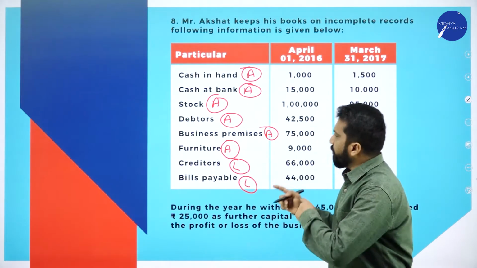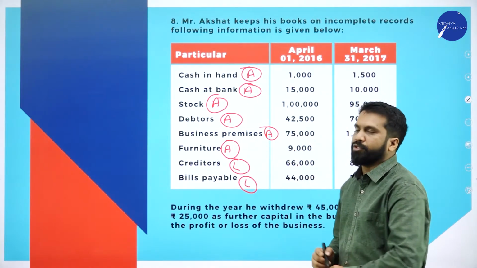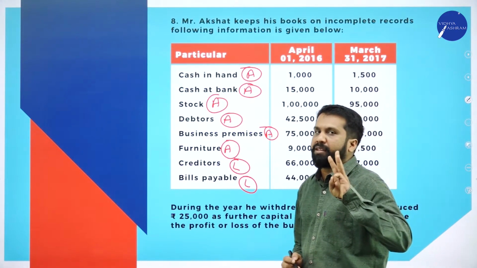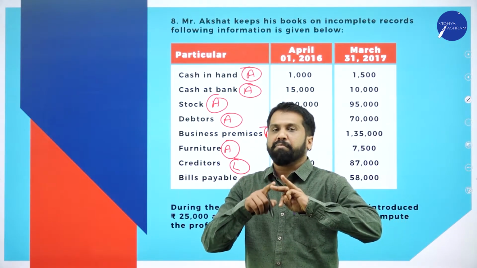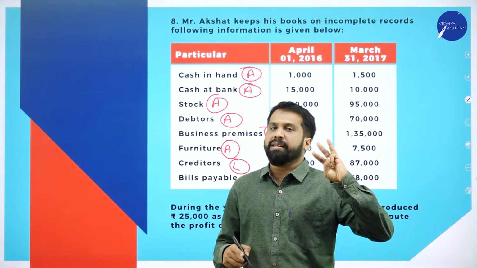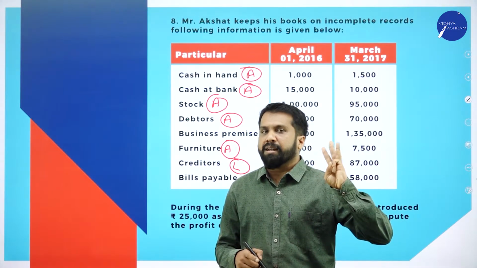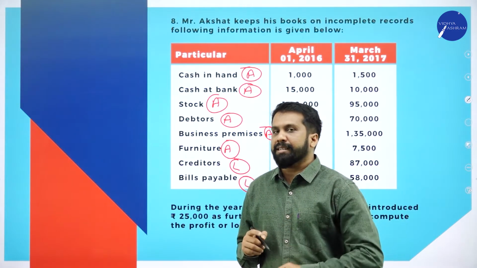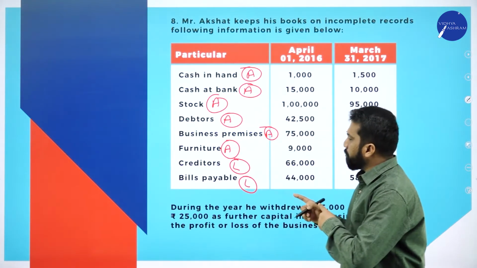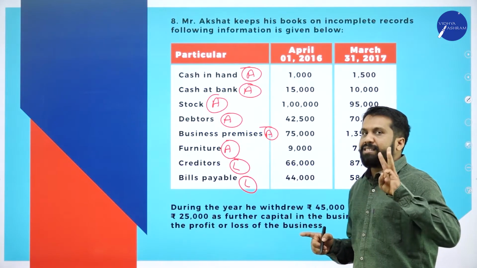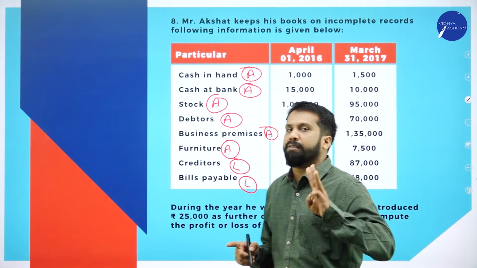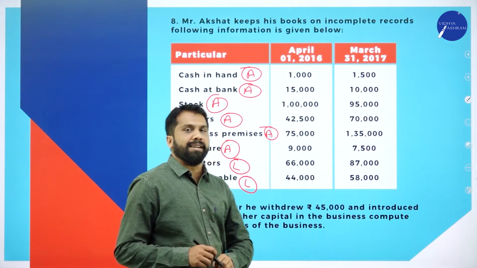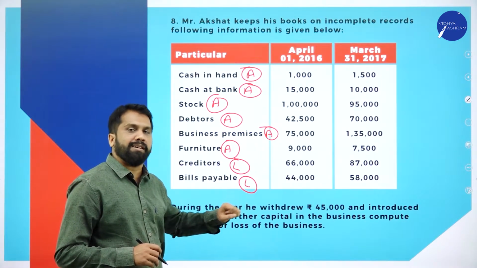In every problem you will find the same kind of questions. On the liability side, you will get only three things: creditors, bills payable, loan. Other than these three, nothing you will get. Whatever else you get, you can directly write as an asset. Remember, creditors, bills payable, loans. These three are the major things which come under the liability side. The rest come under assets.